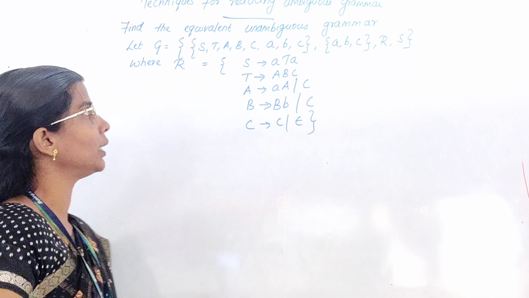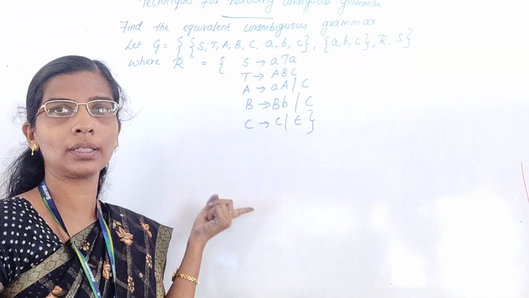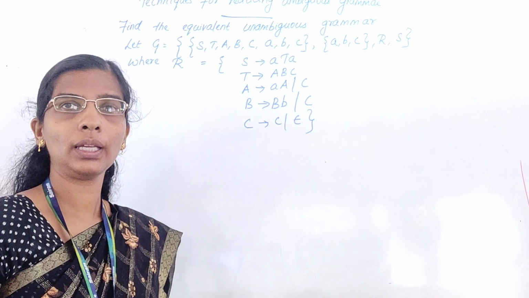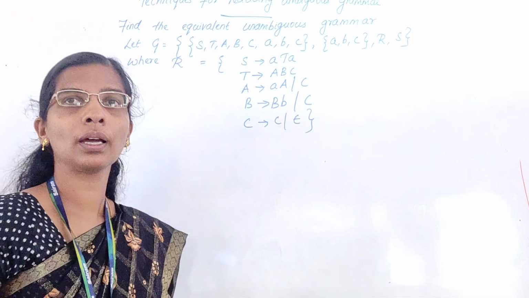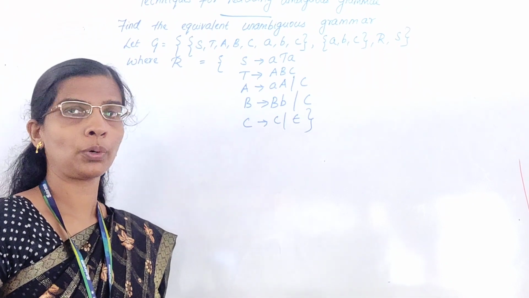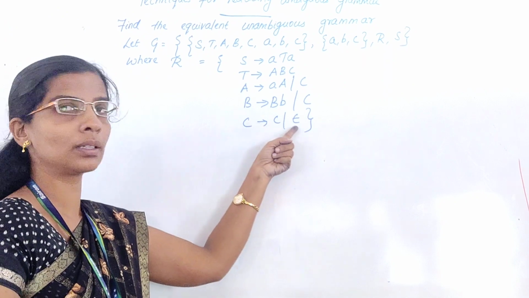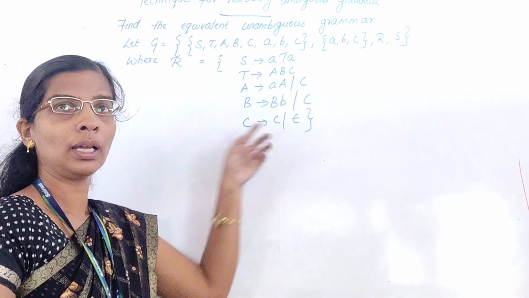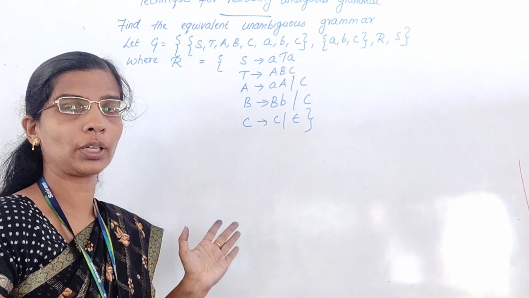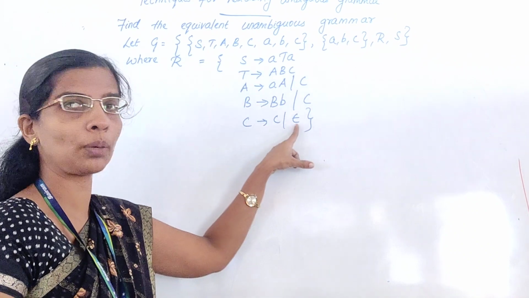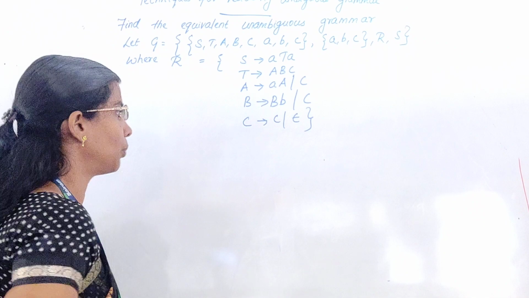The question is: find the equivalent unambiguous grammar. So it is understood this grammar is ambiguous and I have to find the equivalent unambiguous grammar. What is the first step? I have to eliminate epsilon production. Now look at the grammar. Is there any epsilon production? Yes. You know what epsilon production is? If the RHS has only epsilon, that production is epsilon production. So this grammar has epsilon production, and my first step is to eliminate it.